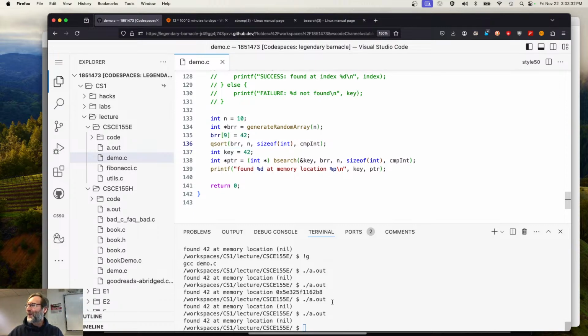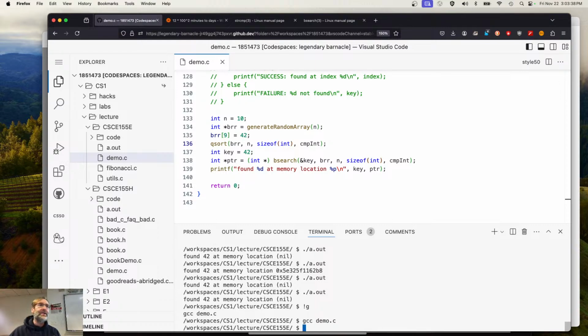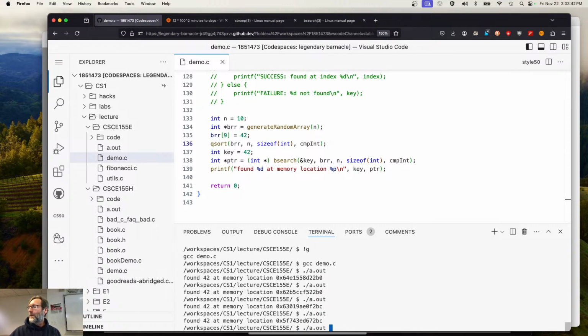Perfect. Because I changed it after I sorted it. I should change it and then make sure that it's still in there, right? So there we go. It's always going to find it now. And of course, the memory locations are going to be different because every time I run the program, it loads it up in a different memory location. Okay. There. It's got to be sorted.